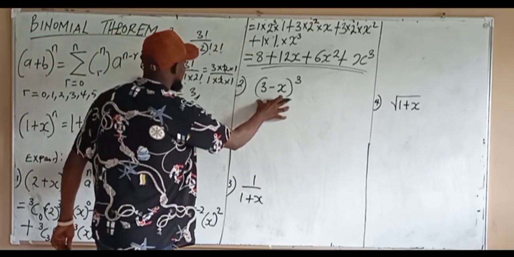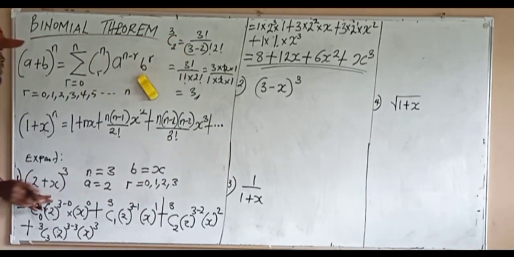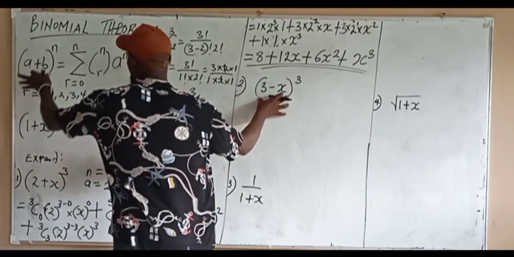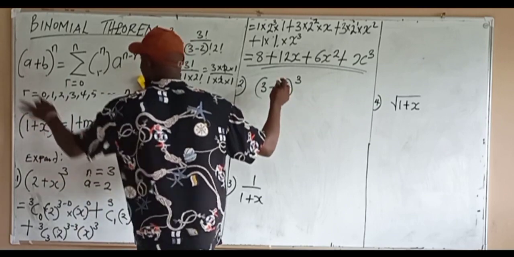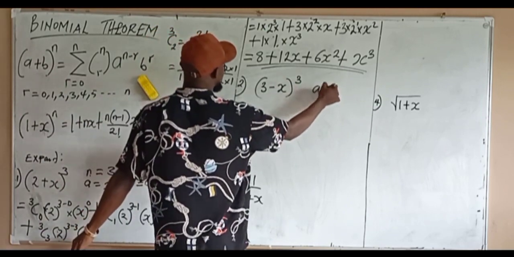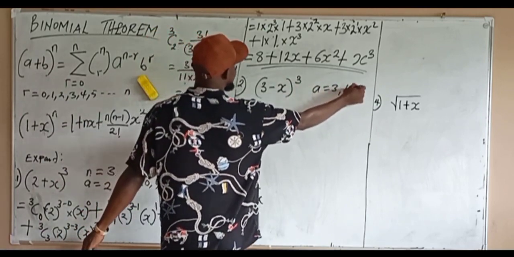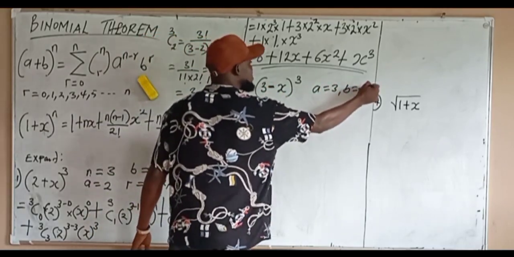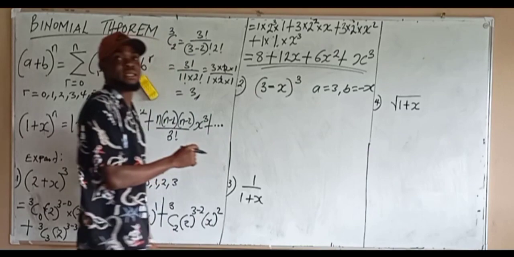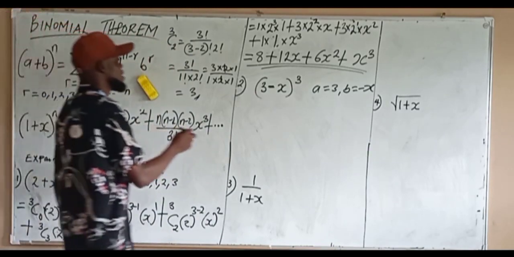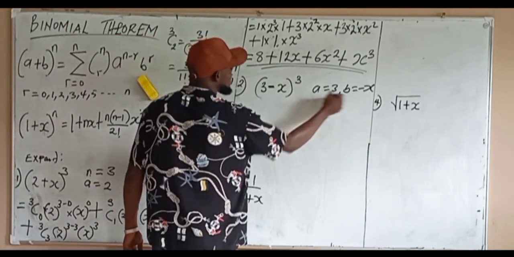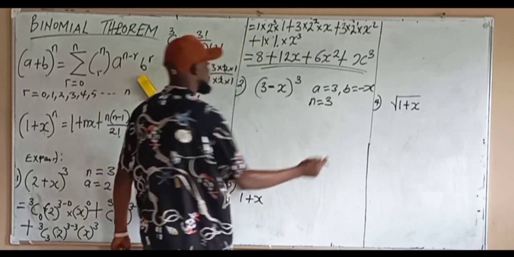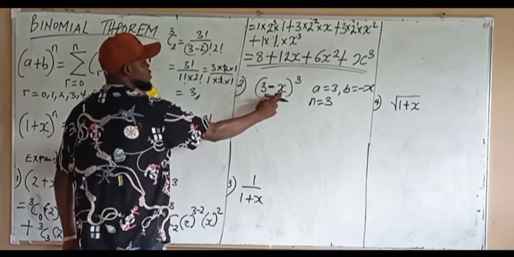So let's look at this question number 2. Remember what we did. For this question, when you compare this to this, let's check. Our a is equal to 3, b is not equal to x, b is equal to minus x. This minus will affect the x. b is equal to minus x. Then n is equal to 3 as well.